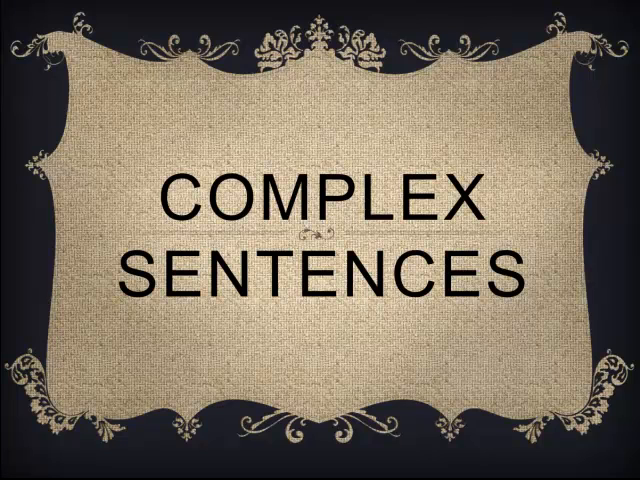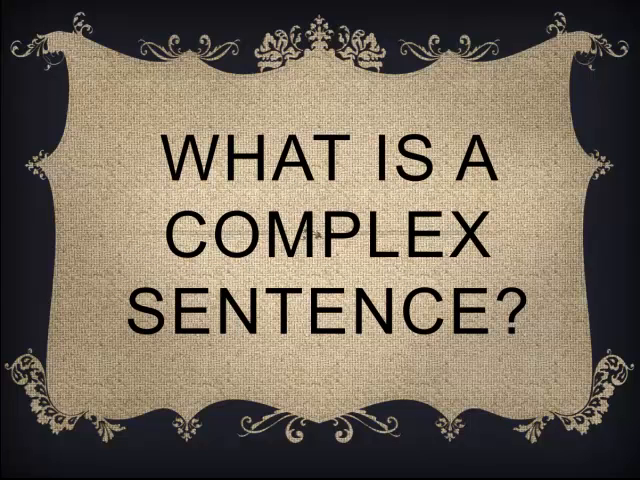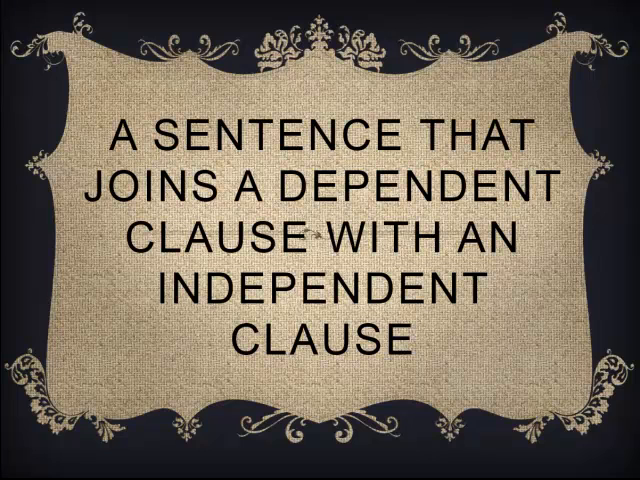So today we're going to discuss complex sentences. First, let's take a look at what a complex sentence is. A complex sentence is any sentence that joins a dependent clause with an independent clause. Remember, independent clauses have a subject, have a verb, and express a complete thought. A dependent clause may have something that looks like a subject and something that looks like a verb, but it will never ever express a complete thought.